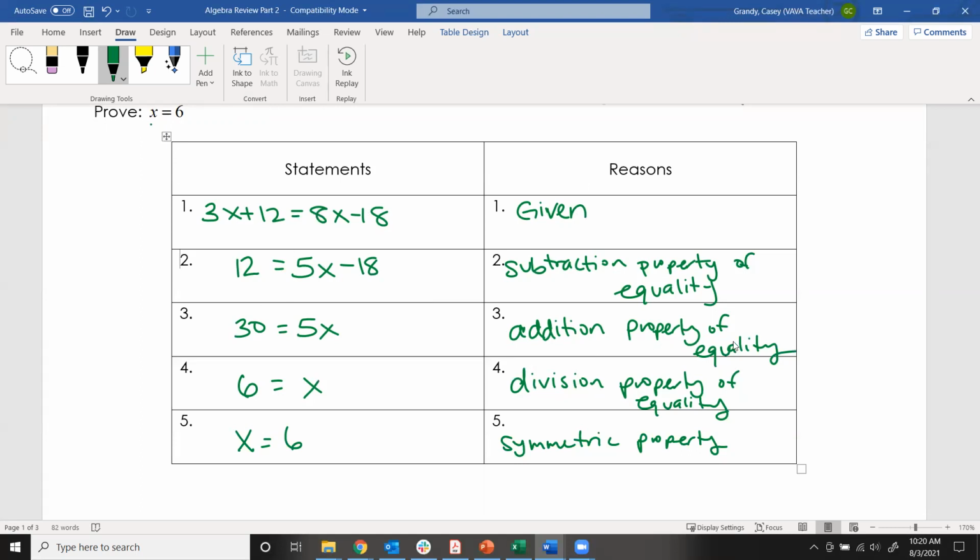Because I added 18 to both sides. So 6 equals x. Why? Because I divided both sides by 5. So x equals 6. Why? Because the symmetric property allows me to flip-flop it. So you can think of those reasons as why you did that last step. Okay?